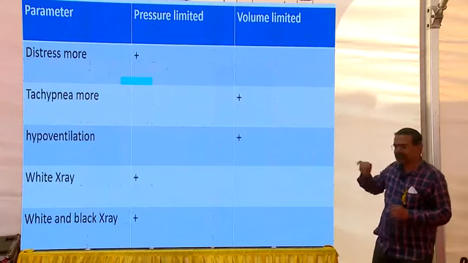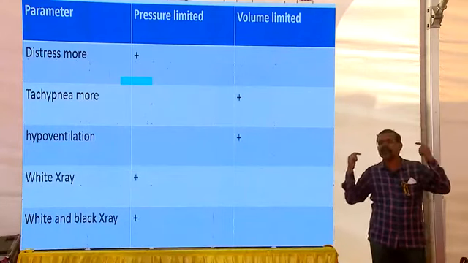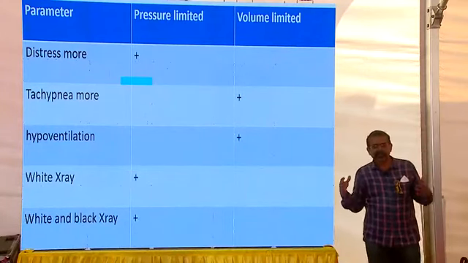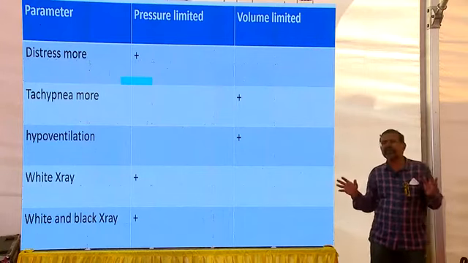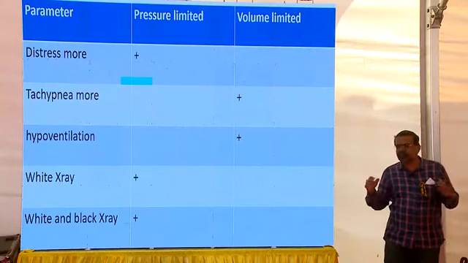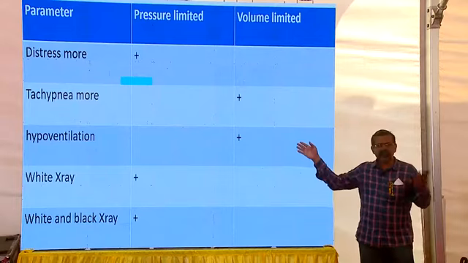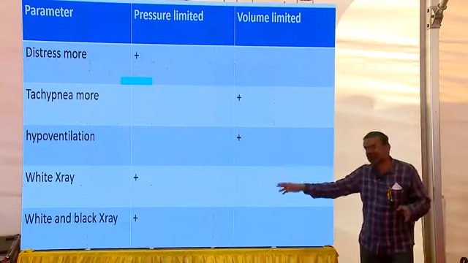There is hypoventilation. Now hypoventilation means what? Typical situation is central hypoventilation, HIE with good lungs. That's why the adult industry, they like volume, because their lungs are usually fine. Patient is post-operative or some intoxication or something. Lungs are good, only CO2 control is required. Then volume is good. Then comes white X-ray, pressure. White and black X-ray, again pressure.